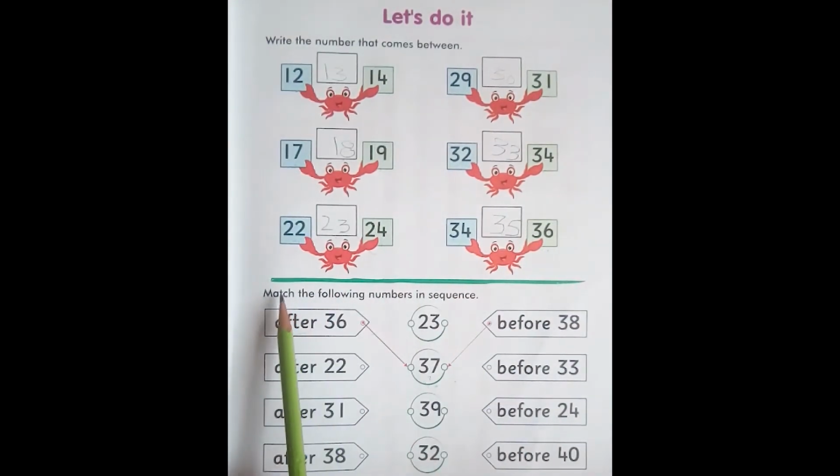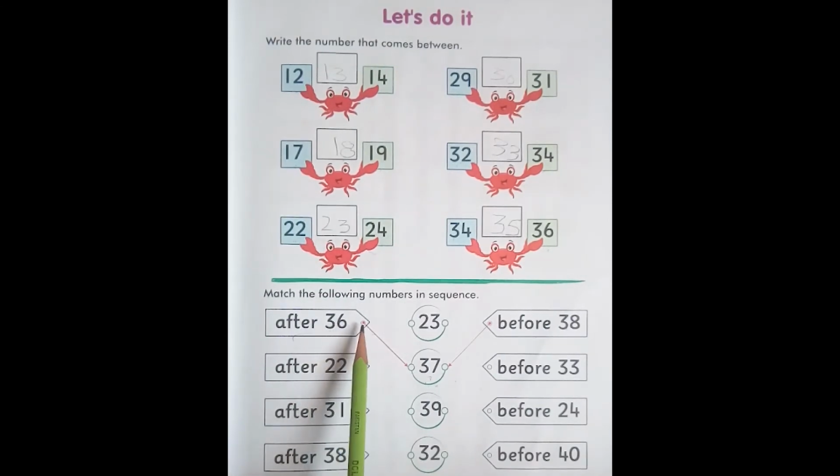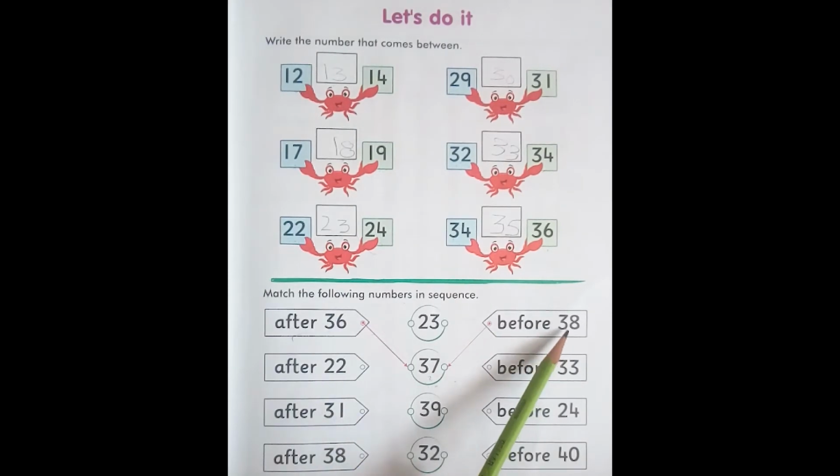Look. Match the following numbers in sequence. What comes after 36? 37. Already match it. And what comes before 38? 37. Already match it. This is same answer after 36 and before 38.